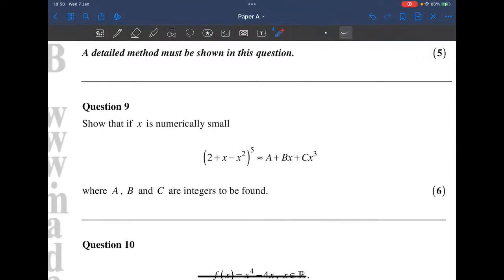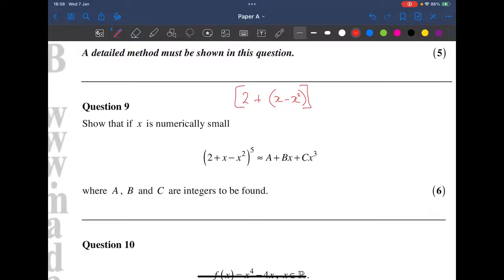So show that if x is numerically small, that this thing, 2 plus x minus x squared to the power of 5, is roughly equal to some cubic without x squared in it. So to do this, this is about an expansion. This is a trinomial. You don't learn about trinomial expansion, but you do learn about binomial expansion, where you have a constant and some power of x. So we're going to do it in a slightly different way, where we're going to take that bracket, but write it as 2 plus a small bracket of x minus x squared.